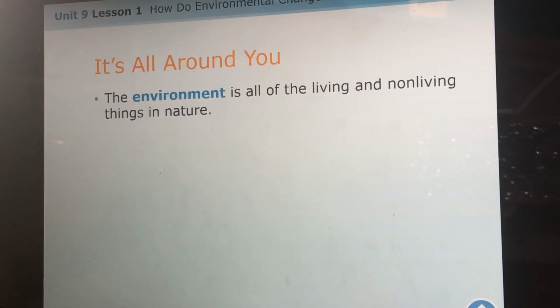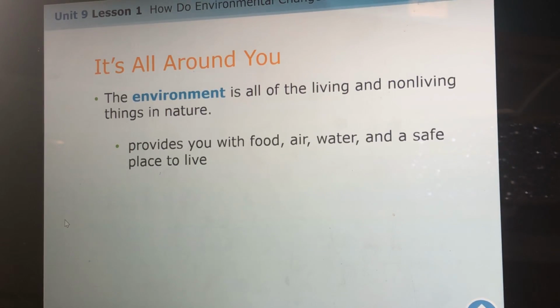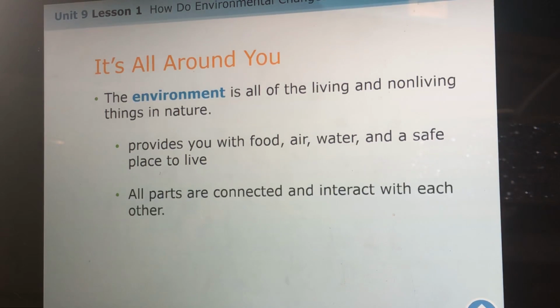Okay, so the first section, it's all around you. The environment is all of the living and non-living things in nature. And any of the vocabulary words I have in here are going to be highlighted in color. So environment is a vocabulary word. The environment provides you with food, air, water, and a safe place to live. All parts are connected and interact with each other.